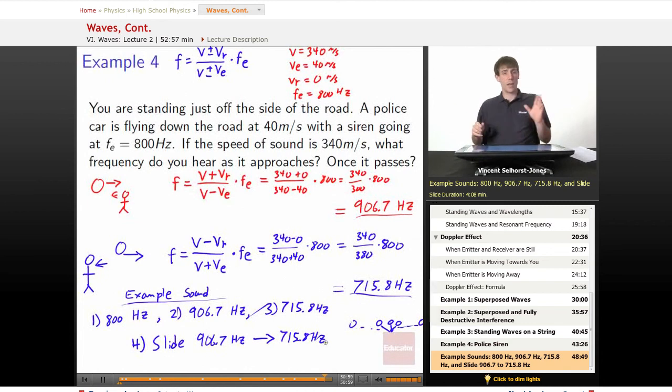Now, keep in mind a couple of things. Real sounds in real life aren't just pure tones. What you just heard was a pure tone of 800 hertz, and a pure tone of 906.7 hertz. But in real life, you aren't going to hear pure tones because there are many, many tones. If you hear an actual cop car siren, it goes way between all these different things, right? It's trying to catch your attention by sliding through a huge variety of tones.